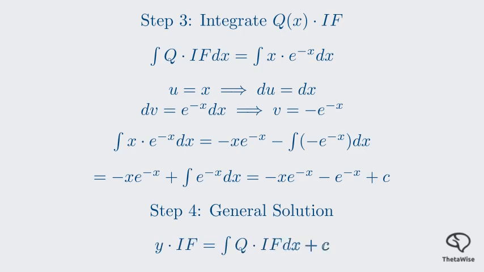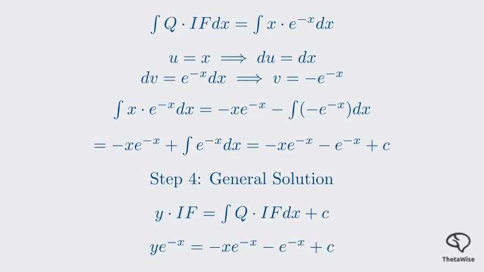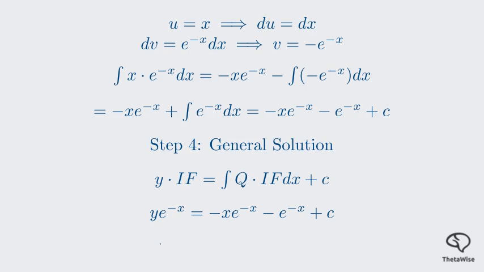Step 4, general solution. Our general solution is y times IF equals the result of step 3. Substituting, we get y times e to the negative x equals negative x e to the negative x minus e to the negative x plus c. The solution manual simplifies the right side by factoring out e to the negative x. Let's do that to match. Factoring out e to the negative x from the first two terms gives e to the negative x times x plus 1. So the final general solution is y e to the negative x equals negative e to the negative x times the quantity x plus 1, plus c.